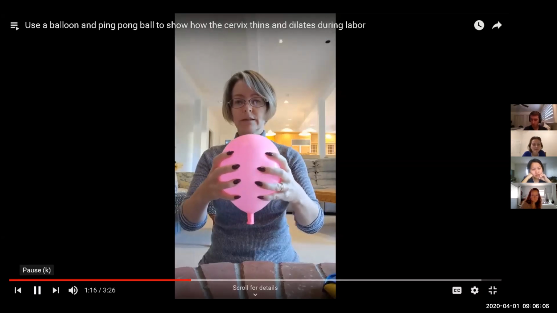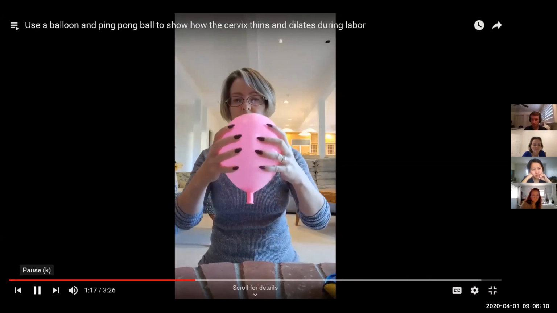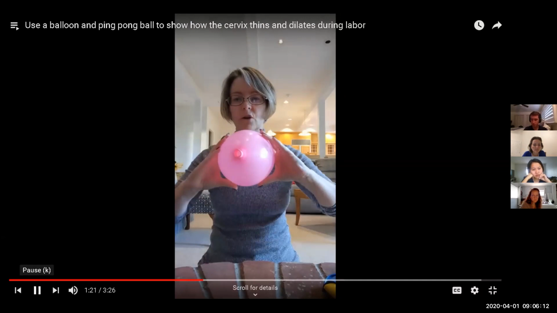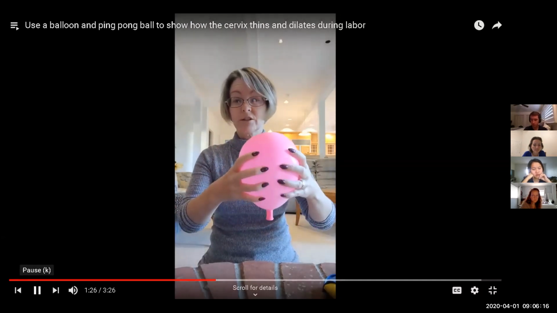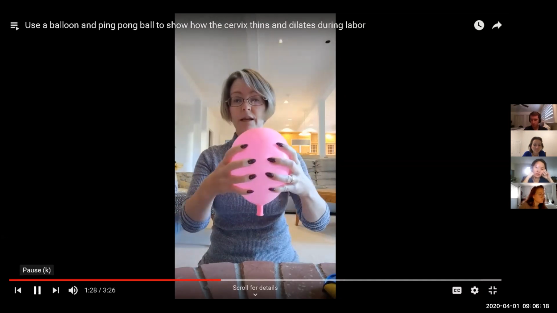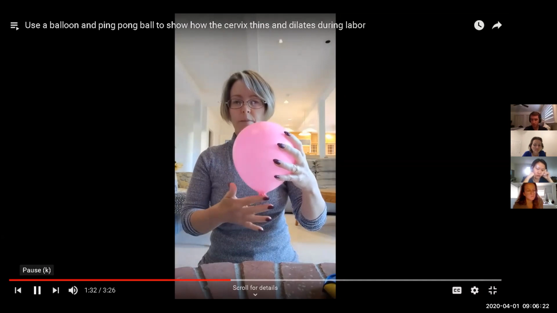Just squeeze the side of the balloon. These are like Braxton Hicks. Not much is happening to the neck of the balloon here, and it's not open very much. These are the Braxton Hicks contractions that are just practice contractions that are more and more common towards the end of pregnancy, but they don't do all that much to what's happening to the cervix.